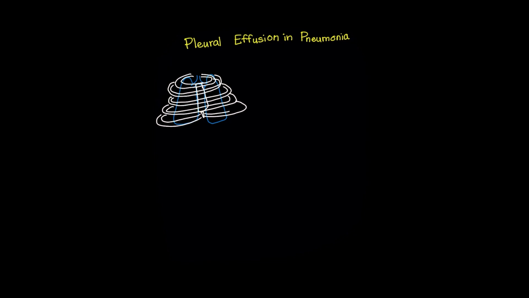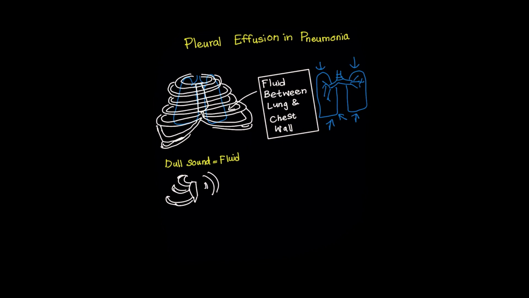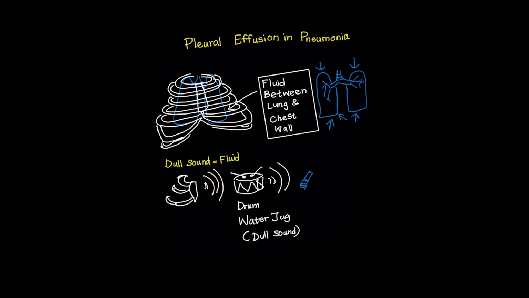Let's dive into recognizing pleural effusion complications in pneumonia patients. When pneumonia spreads to the pleural space, fluid accumulates between the lung and chest wall, creating what we call a pleural effusion. This fluid acts like a barrier preventing the lung from fully expanding during breathing. The key diagnostic finding is dull percussion sounds because fluid doesn't resonate like air-filled lung tissue does. When you percuss over fluid, it sounds dull like tapping on a jug of water versus the normal resonant sound of tapping on a drum.